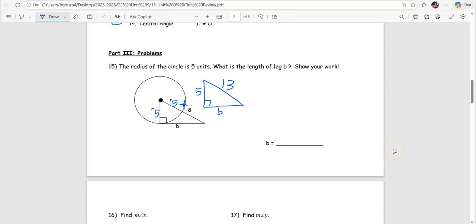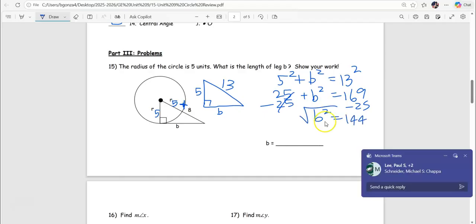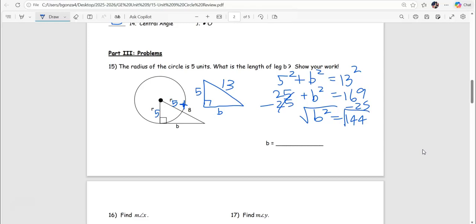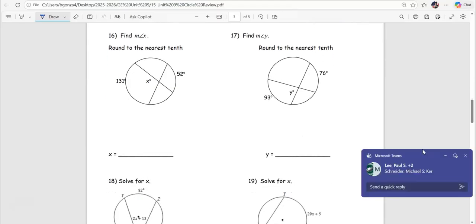Okay, 5, B and 13. So it's going to be 5 squared plus B squared equals 13 squared. Now, hopefully you know that that's a Pythagorean triple, but if not, you can do the math. Sorry, it's 169. When you're missing a leg, you got to subtract. B squared equals 144, and then square root. Square root of 144 is 12. All right, 16 and 17.